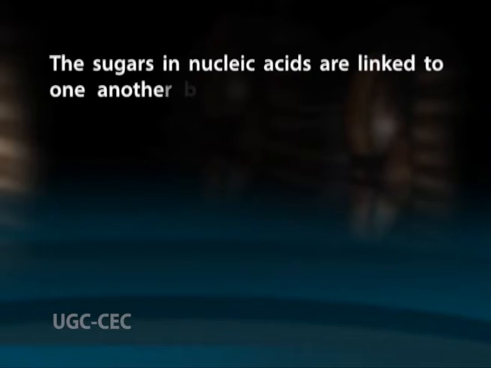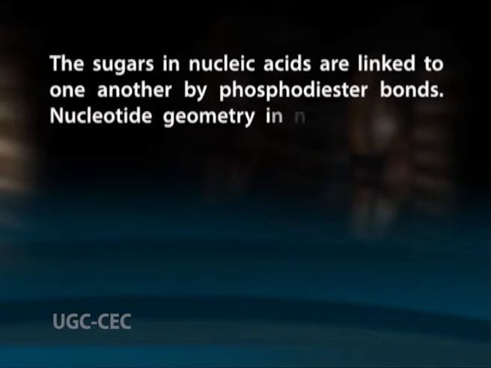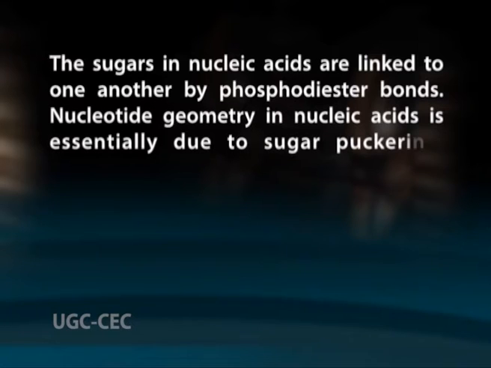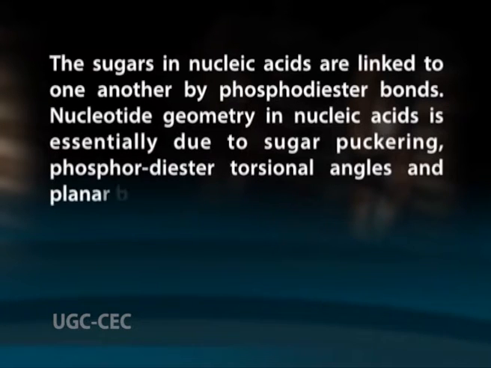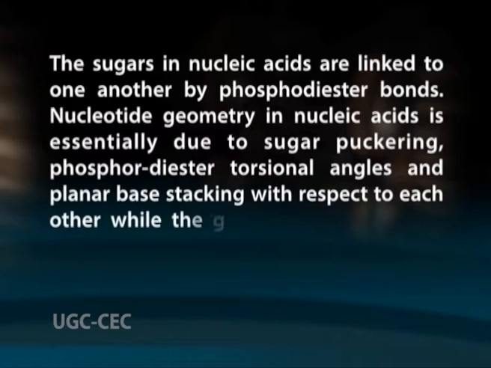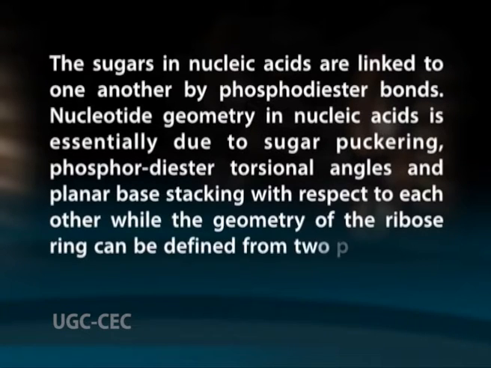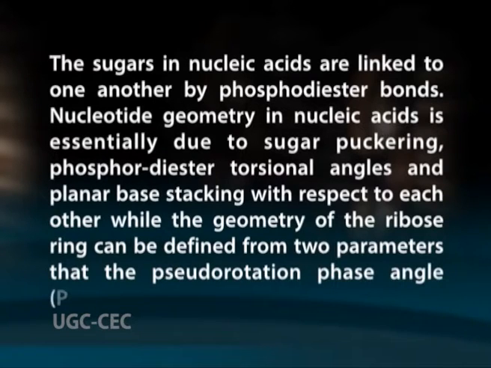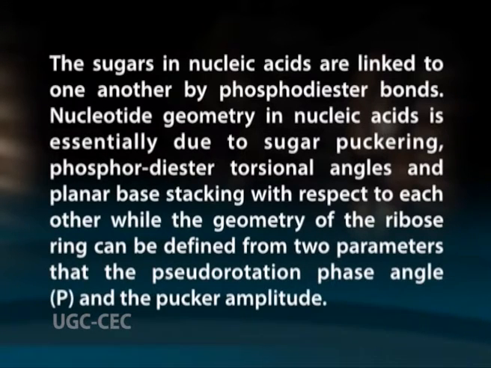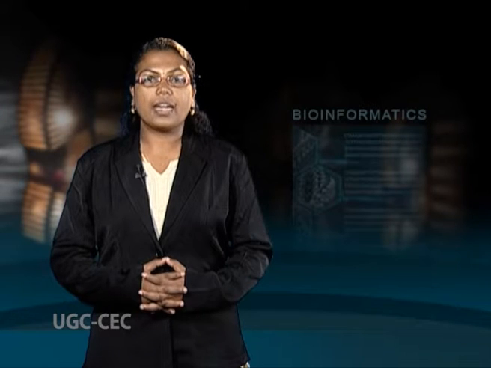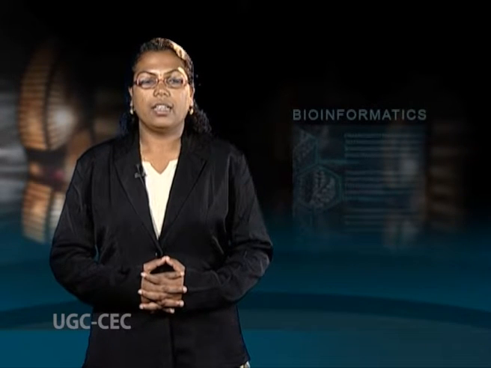Sugar pucker. The sugars in nucleic acids are linked to one another by phosphodiester bonds. Nucleotide geometry in nucleic acids is essentially due to sugar puckering, phosphodiester torsional angles and planar base stacking with respect to each other, while the geometry of the ribose ring can be defined from two parameters, that is the pseudorotation phase angle, P, and the pucker amplitude. Ring pucker affects the torsional relationships of adjacent CH bonds in the sugar ring. The ribose ring is not planar and usually represents C2' endo south or C3' endo north conformation.